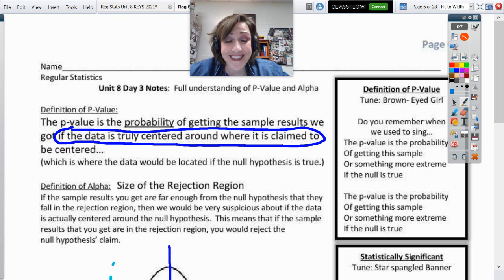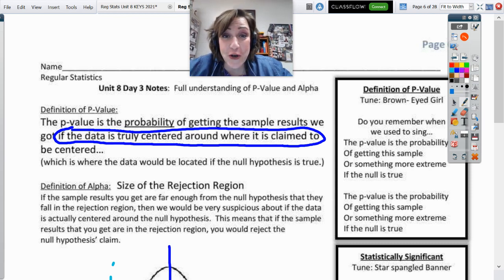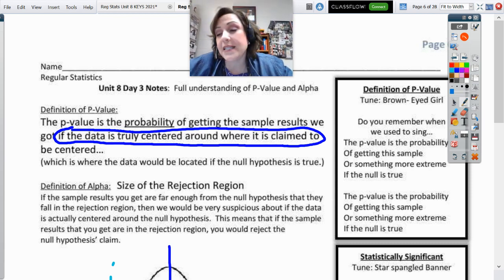P-value, in fact, this is the definition that started all of my songs, because this is such an important definition that this began them all. So let's take a look. Do you remember when we used to sing? We're going to sing this.